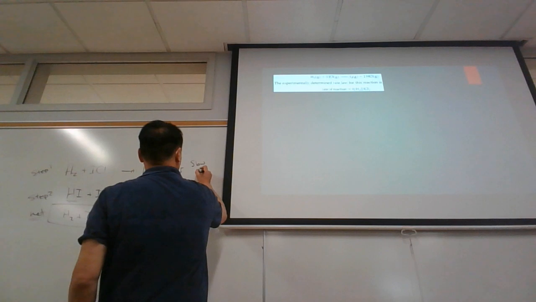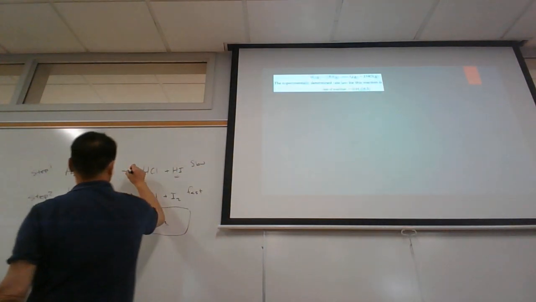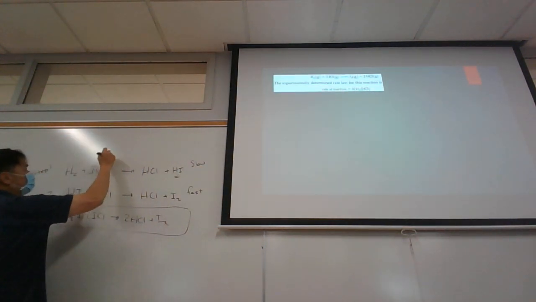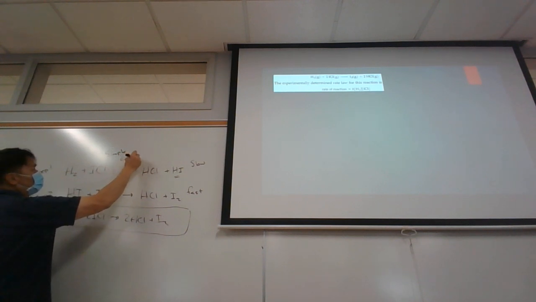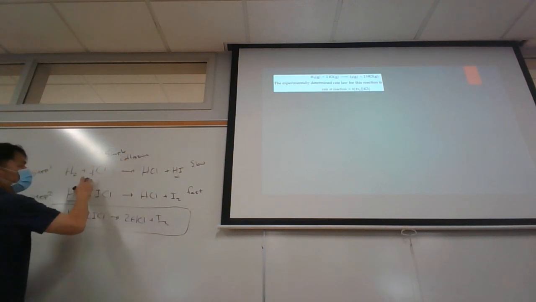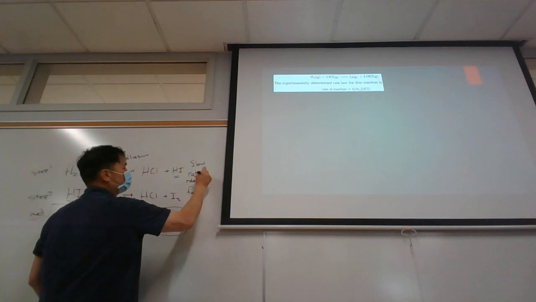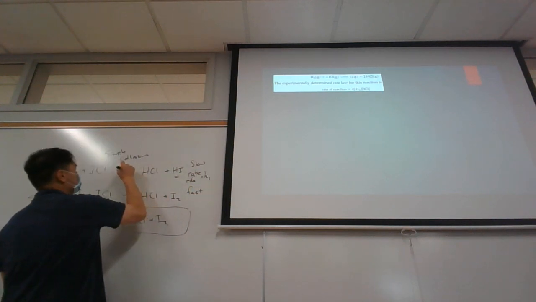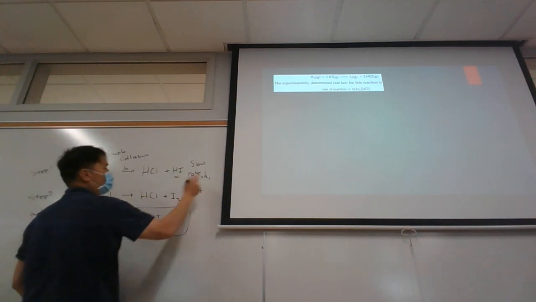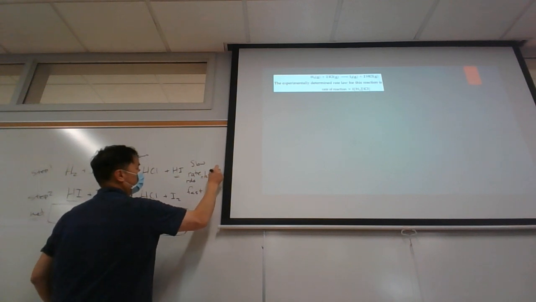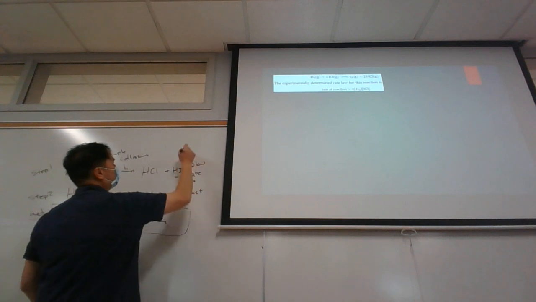And so here, both of these are simple bimolecular collisions. The rate of the slow step is called the RDS, rate determining step, and that's just equal to k1, we'll call this k1, [H2][ICl]. Let me write it up here.